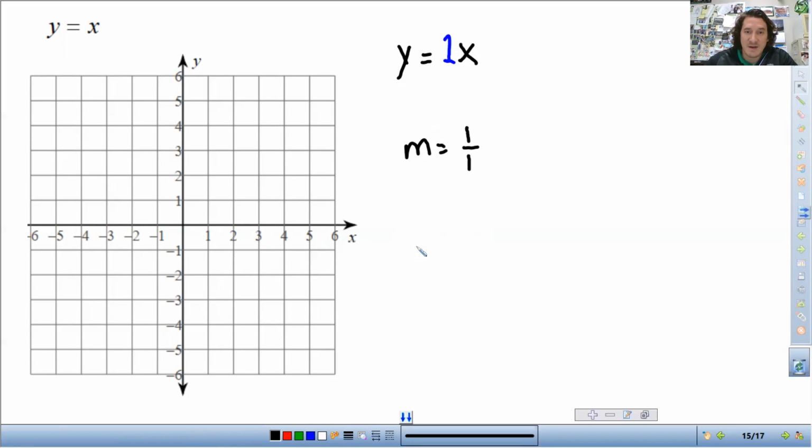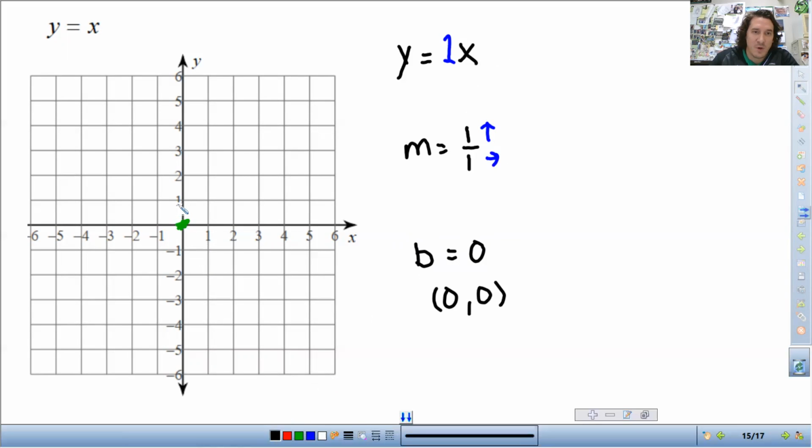Next, the B value. We're not adding anything. There's no B value, so the B is just 0. So the starting point is 0, 0. It starts at the origin. So if you're not adding or subtracting anything after the x, that means your starting point is at the origin, 0, 0. There's no b value. So right there. And then because the slope is 1, that means we go up 1, right 1.